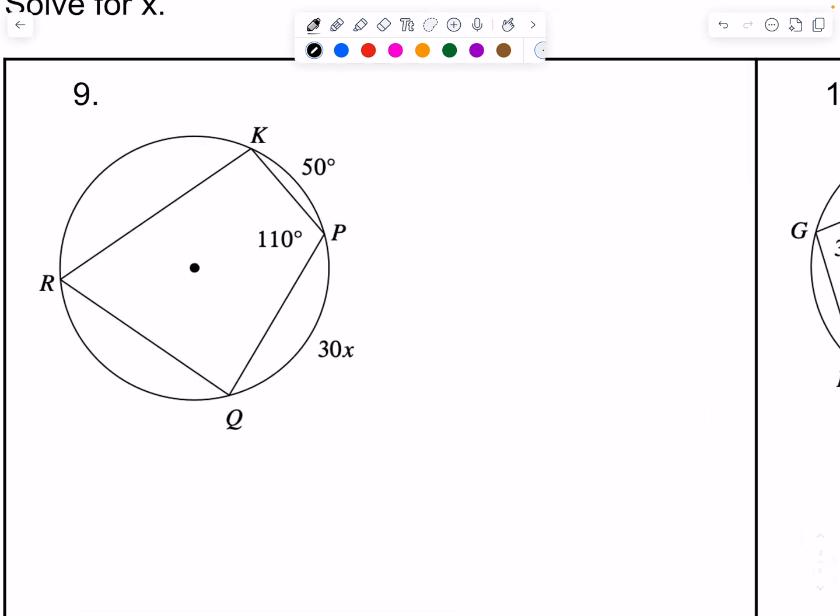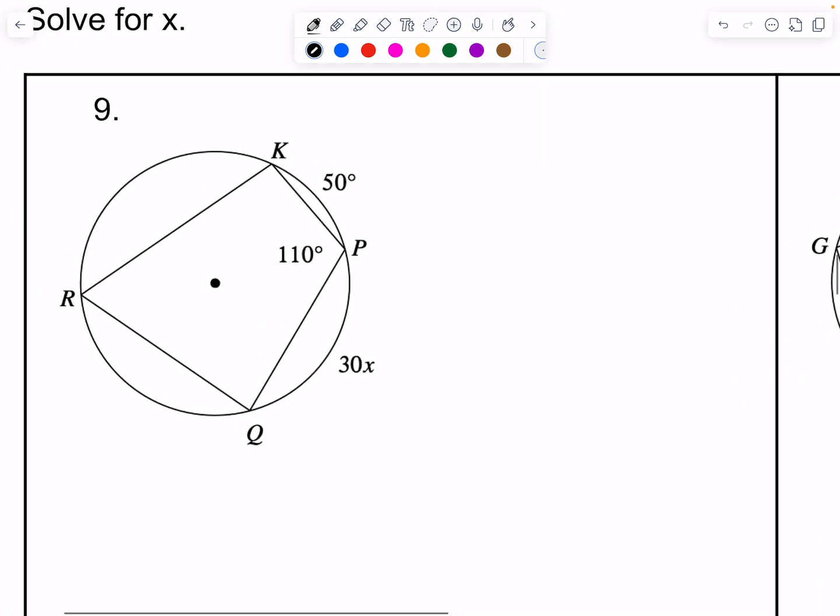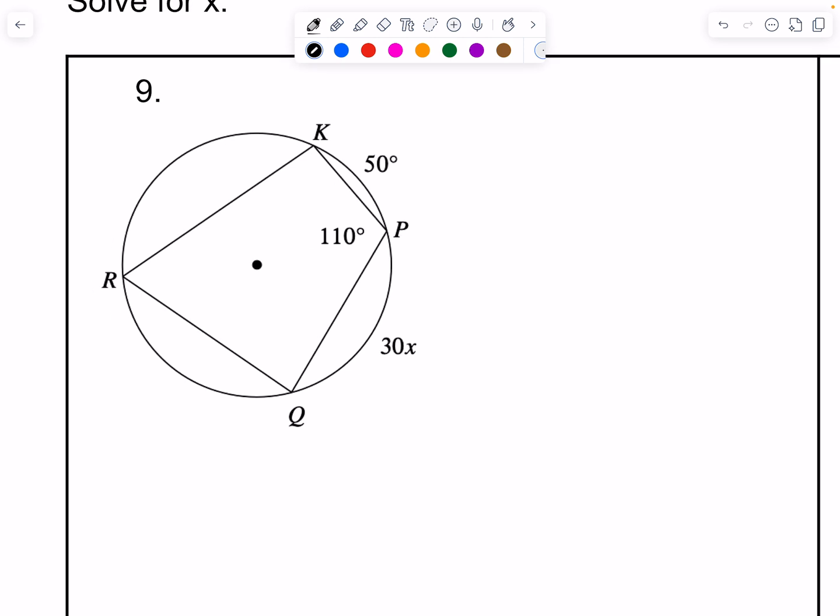Okay, this one, I'm trying to figure out x for number 9. And again, I'm given this angle, 110 degrees, that inscribed angle, and I'm going to look at the arc that is made. So arc KRQ is the intercepted arc for that angle KPQ. So this arc KRQ is going to be 110 times 2, which is going to be 220 degrees.